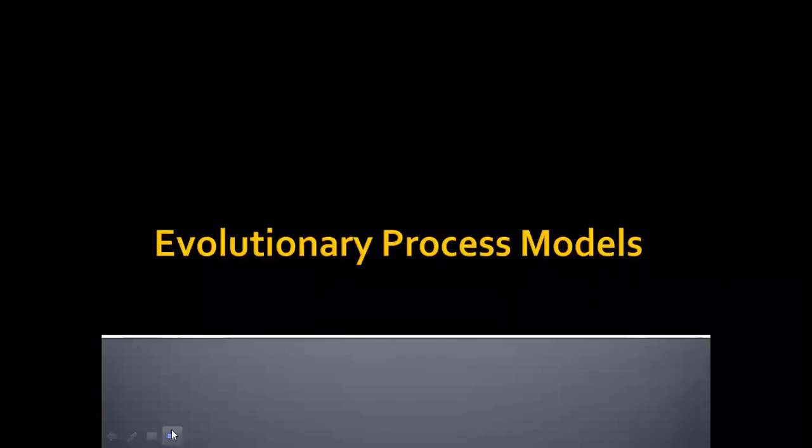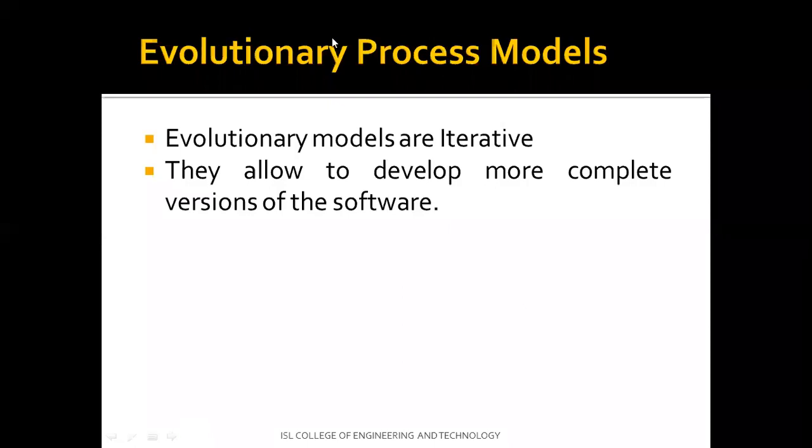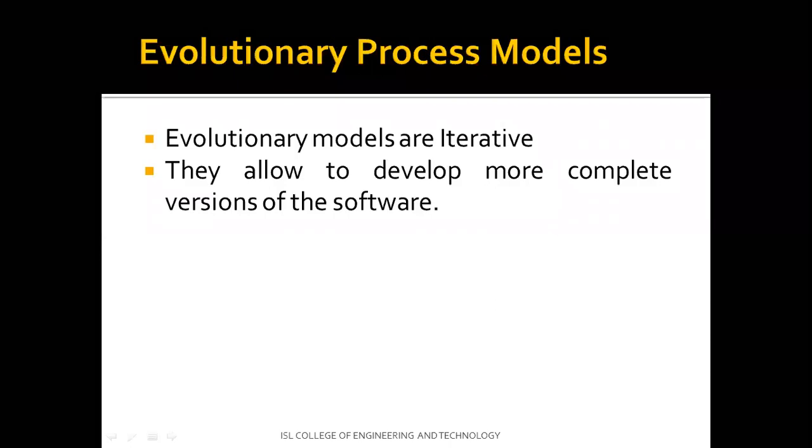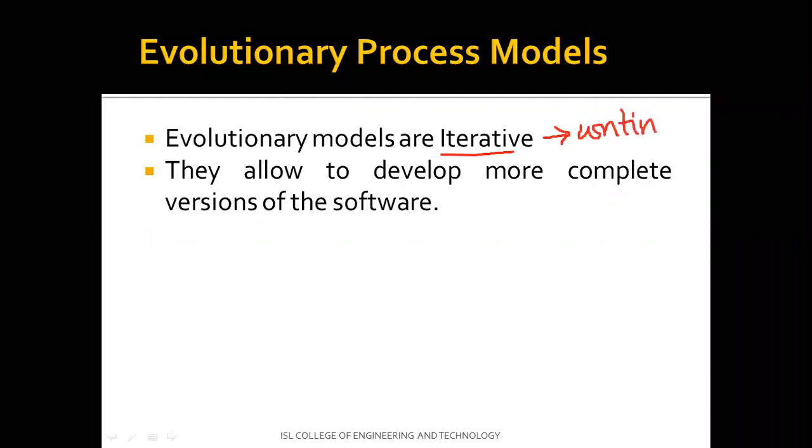Today's class, we'll be discussing the evolutionary process models. Now, what are evolutionary process models? Evolutionary process models are iterative. Now, what does iterative mean? Iterative means those are continuous models. These are going to be developed continuously. And these evolutionary models are going to help you develop a more complete version of the software.